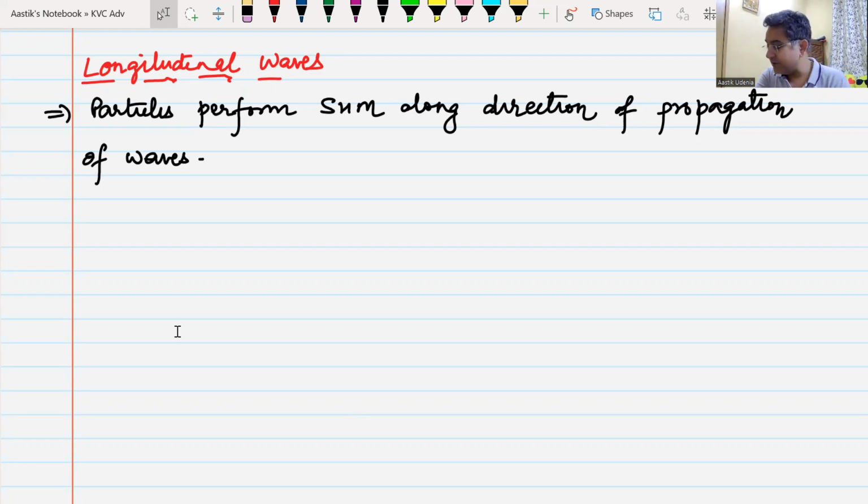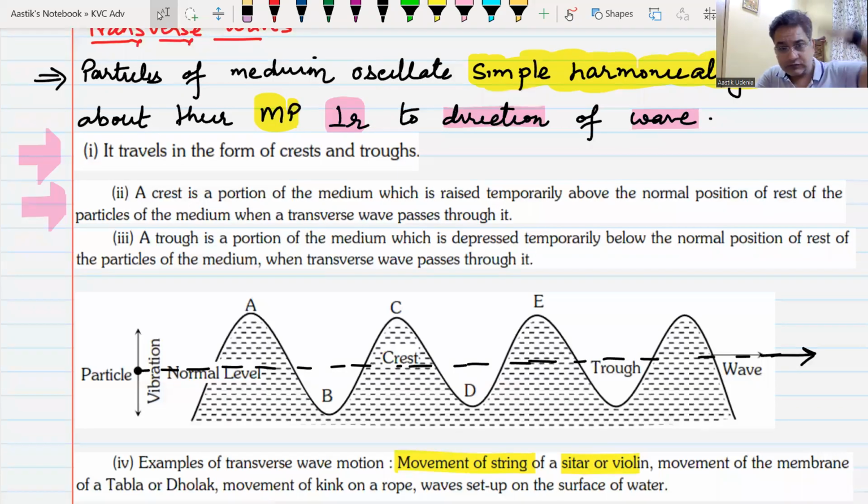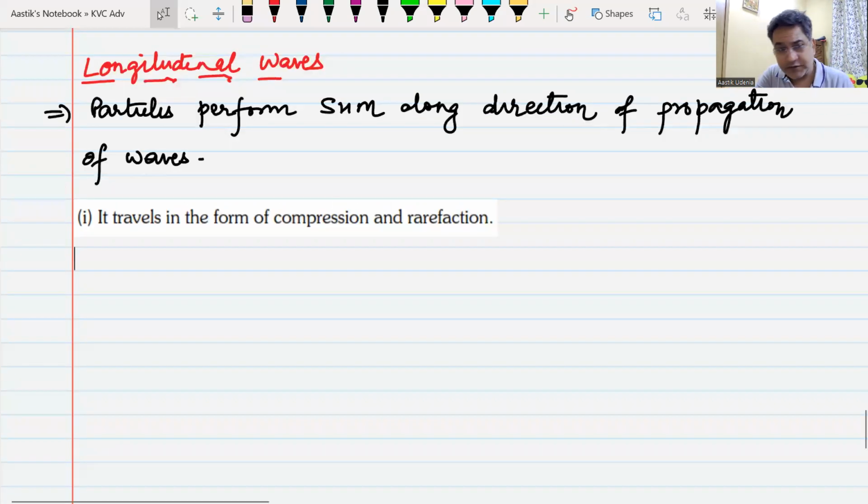Now, we have to also remember the difference between longitudinal wave and transverse wave. Apart from the direction of oscillation of particles, the transverse wave propagates in the form of crest and trough. Crest up, trough down. That is how it propagates. Does anyone know how a longitudinal wave propagates? It propagates by the phenomenon of compression and rarefaction. What is this compression and rarefaction? Anyone?